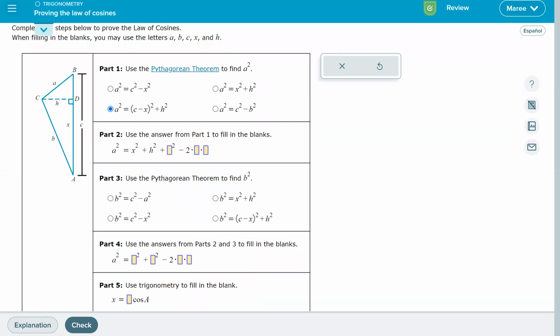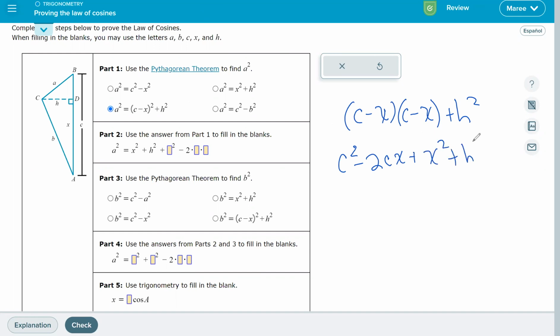Use the answer from part 1 to fill in the blanks. This is where we're going to need to multiply c minus x squared, and then we'll have that plus h squared at the end. So we have c squared minus 2cx plus x squared plus h squared. They have the x squared plus h squared, so we're going to add the c in that first blank, and then we'll put a cx right there.